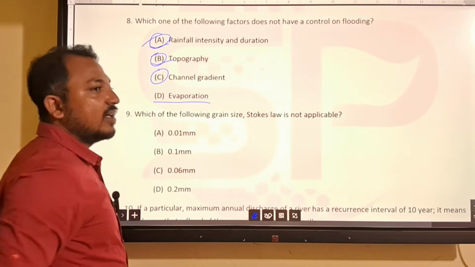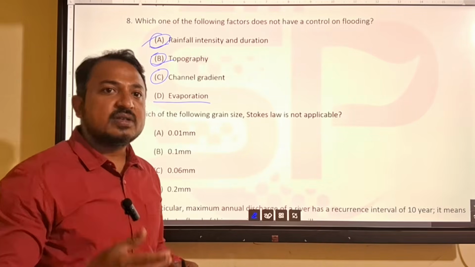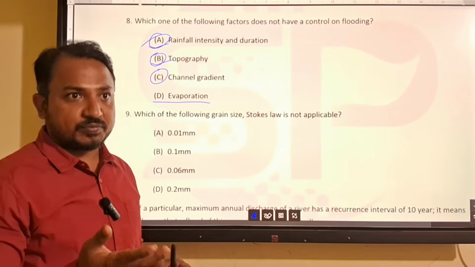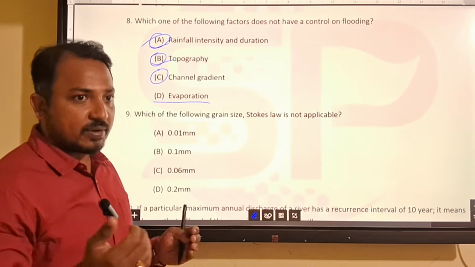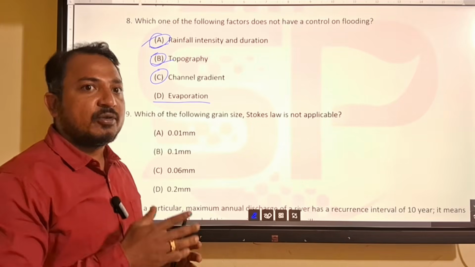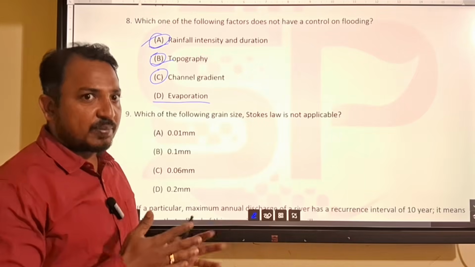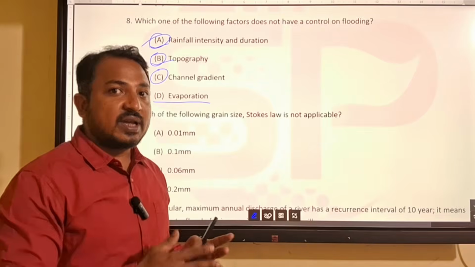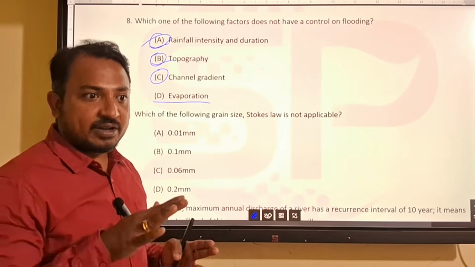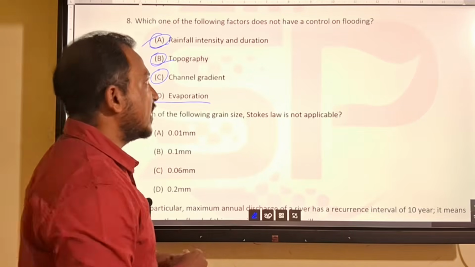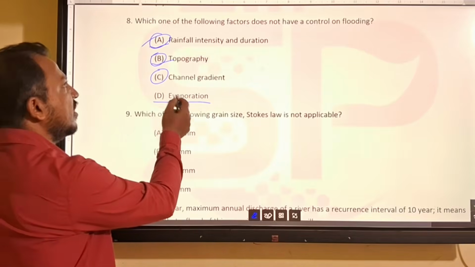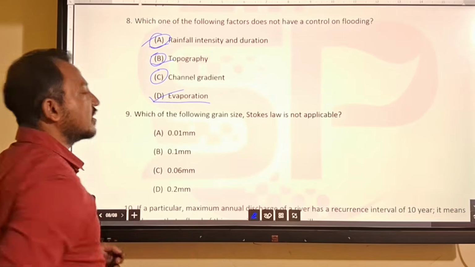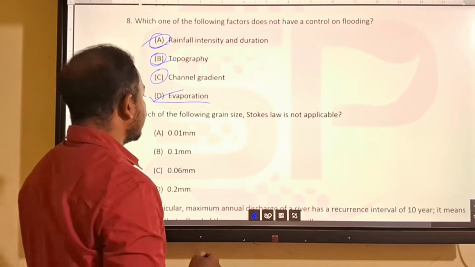But evaporation is not so rapid that it can overcome the amount of water that is supplied by these conditions. So that's why evaporation has very little effect in reducing the water level. So that's why it does not control the flooding. So this will be our answer, that is evaporation.